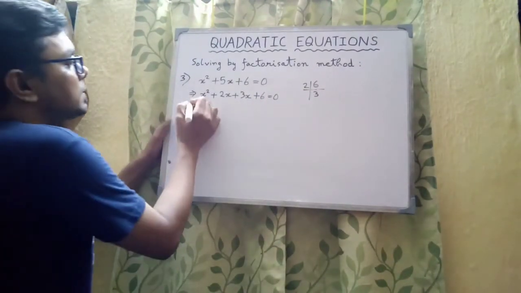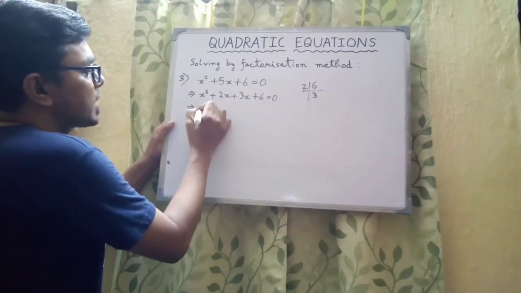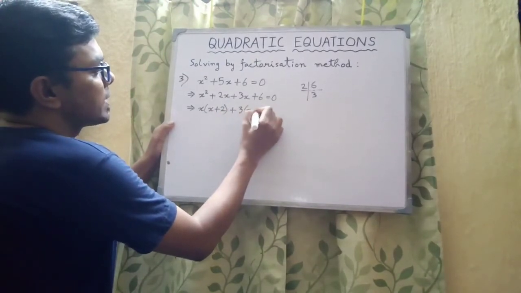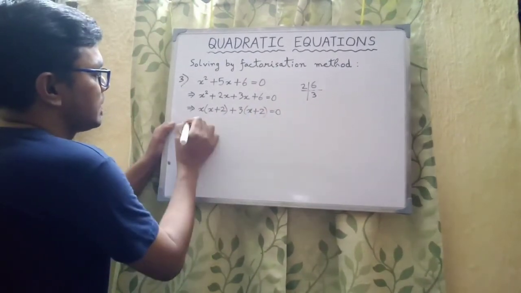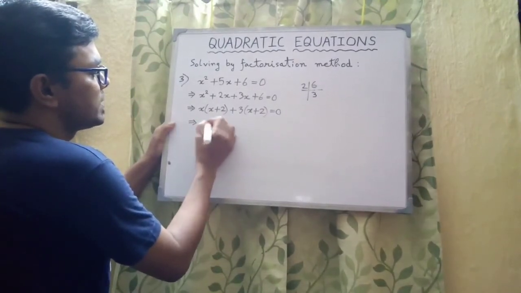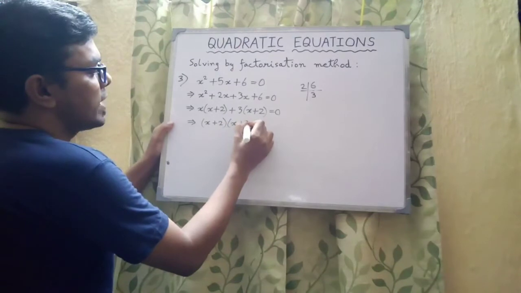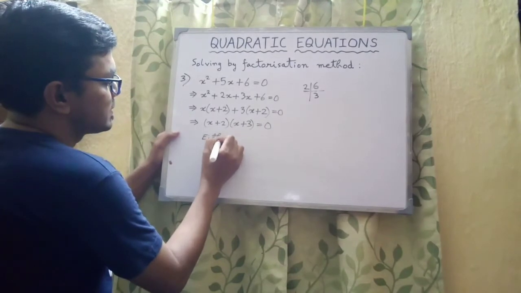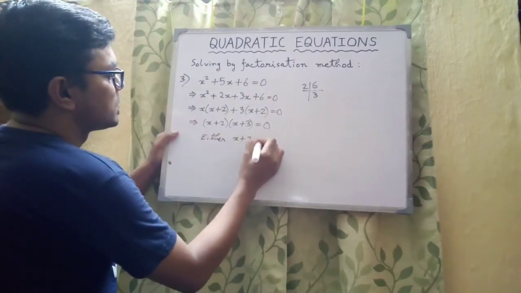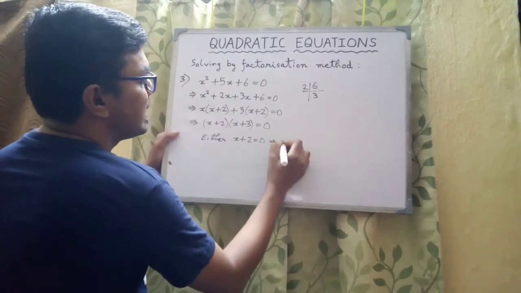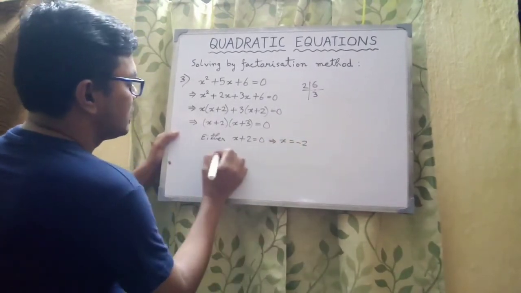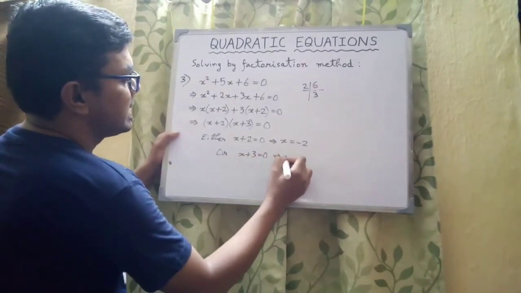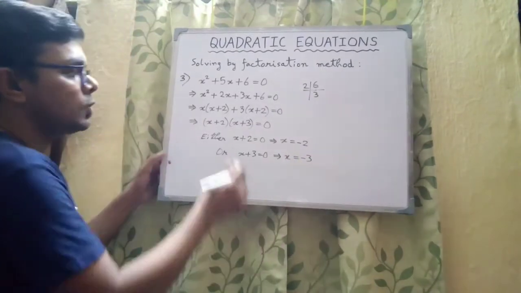Okay, so we can take x as a common factor from the first two terms, that is x into x plus 2, plus 3 into x plus 2 equals 0. This implies that x plus 2 is taken as a common factor. We are left with x plus 2 and x plus 3, that equals 0. Either x plus 2 equals 0, which implies x equals minus 2, or x plus 3 equals 0, which implies x equals minus 3. So we can easily find the solution.